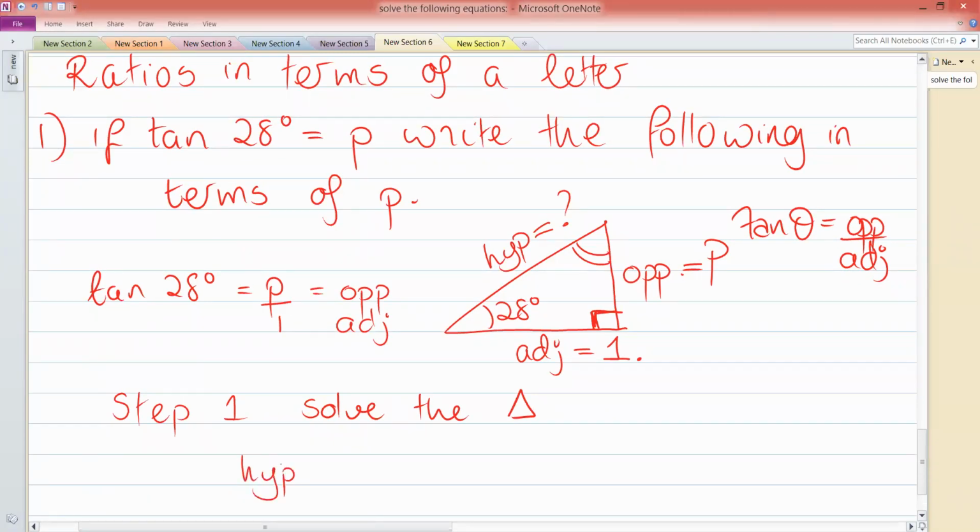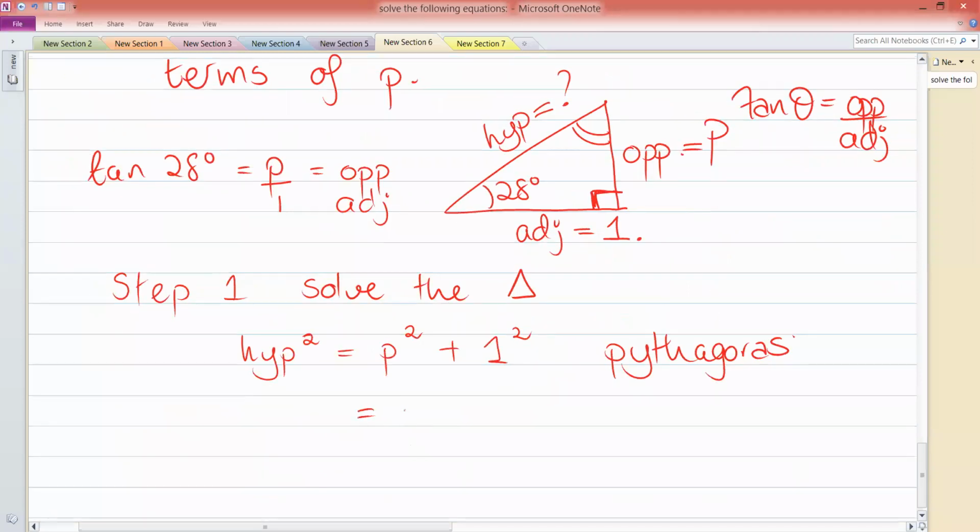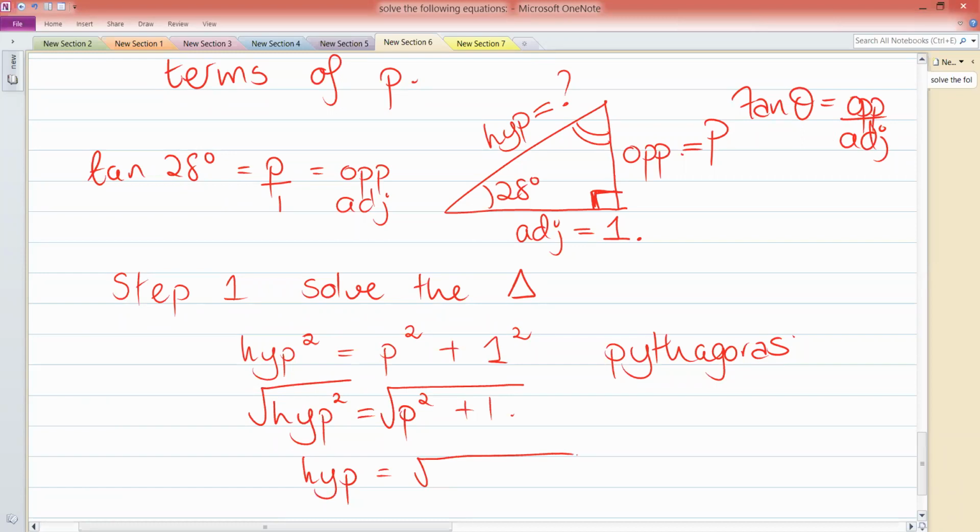So hyp squared is equal to the opposite side, which is your P squared, plus your adjacent side, which is 1 squared. And you always need the reason, which is Pythagoras. So P squared plus 1. Whenever you have a squared there, we're going to take the square root of both sides. So the hypotenuse is actually equal to the square root of P squared plus 1. So that's the length of the hypotenuse.